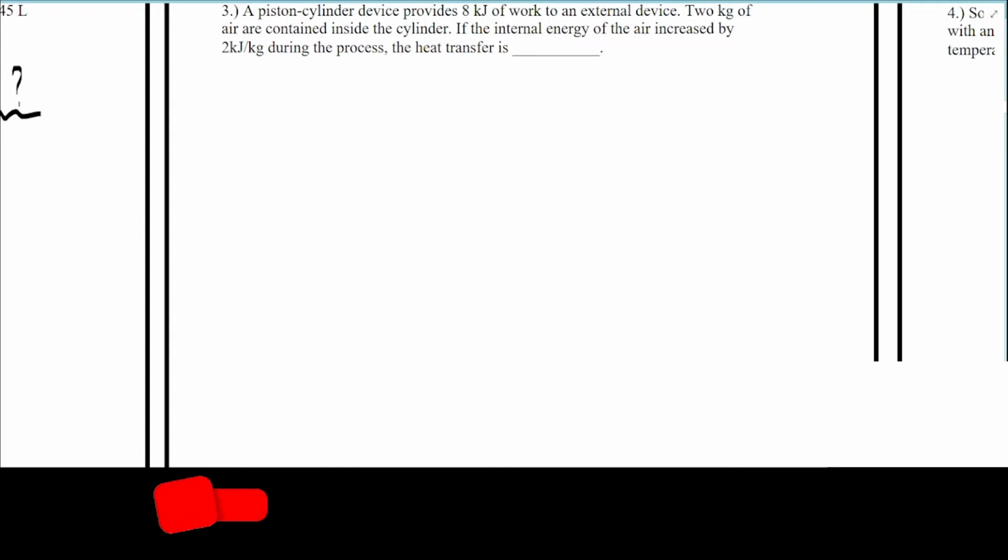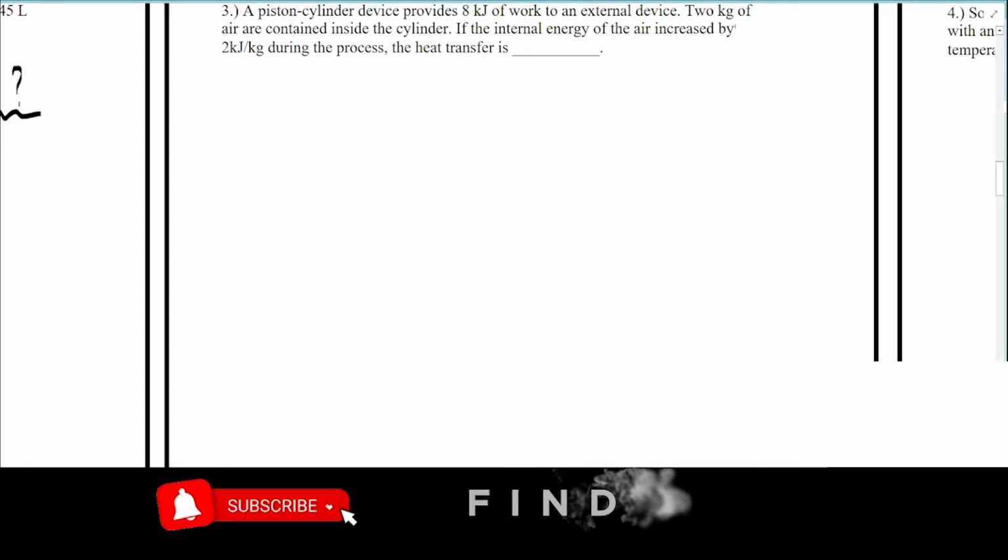Okay, so let's have the third one, which is a piston cylinder device provides 8 kilojoules of work to an external device. So 2 kilograms of air are contained inside the cylinder. If the internal energy of the air increased by 2 kilojoules per kilogram during the process, the heat transfer is... so I think we're looking for Q, right? Okay, so we're looking for Q.